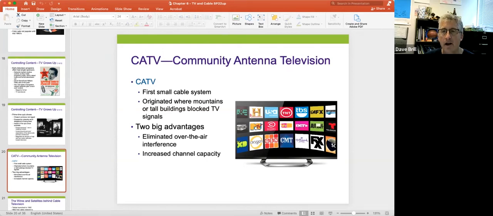you cannot ignore the fact that cable TV certainly shares a big part of it. The first cable systems were called CATV, or Community Antenna Television. That's what CATV stands for, Community Antenna Television. It originated in the late 40s in Oregon, Pennsylvania, New York, where mountains or tall buildings block TV signals.